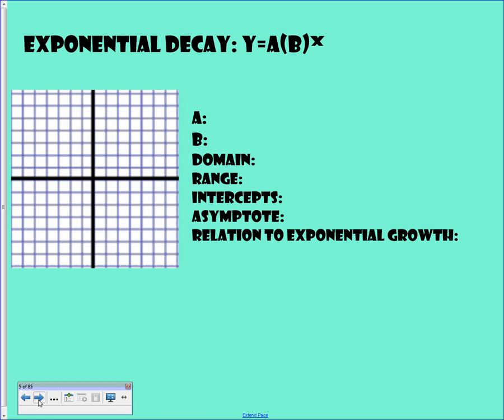Okay, exponential decay, section 2 is very similar. It's the exact same formula, so it's the exact same variables. So A is still our starting amount, and B is still our growth factor. Okay, but by the name decay, you should be able to think that, oh, now it's going down, so now this number has to be less than 1. Okay, so that's the only change here.